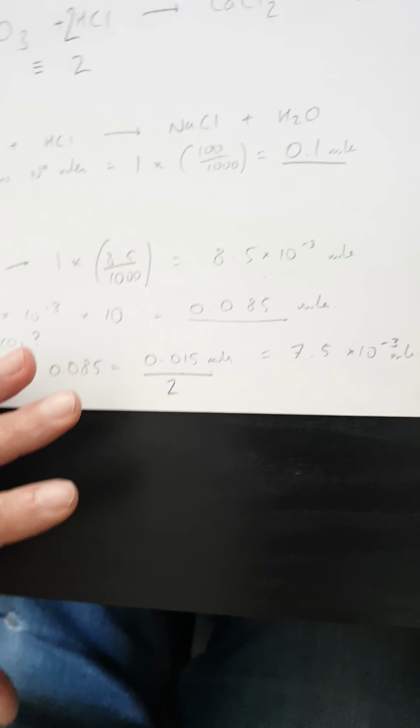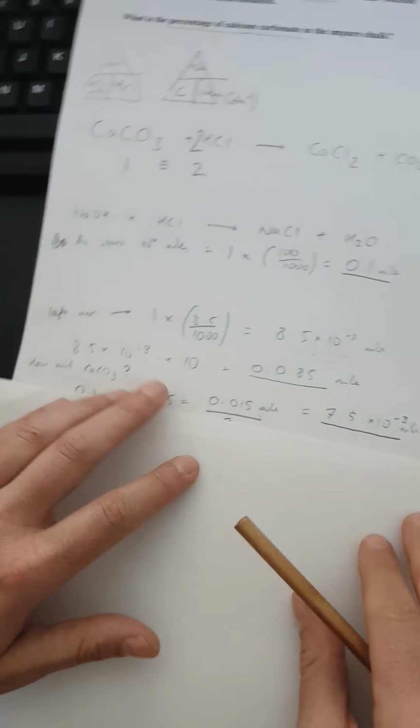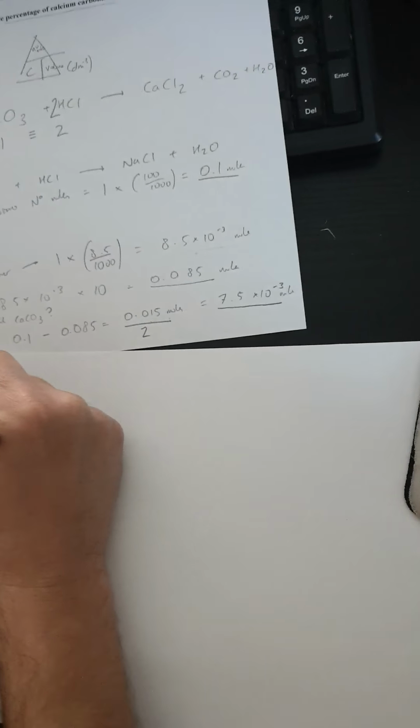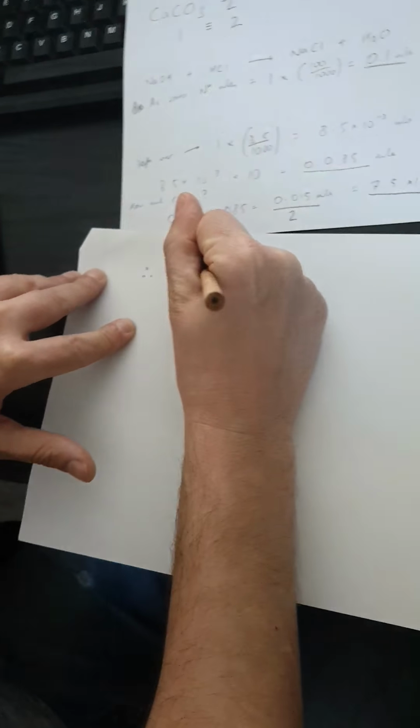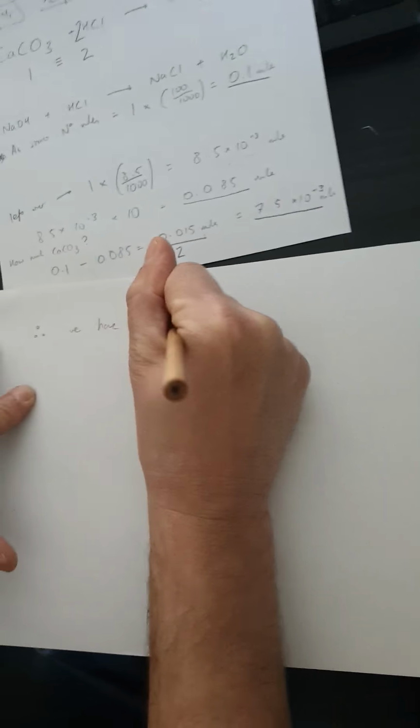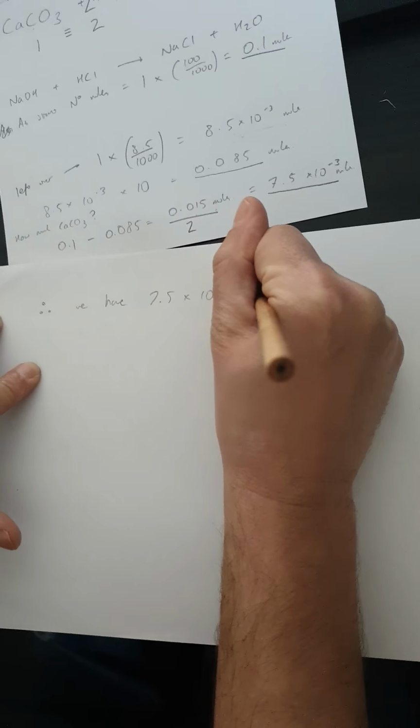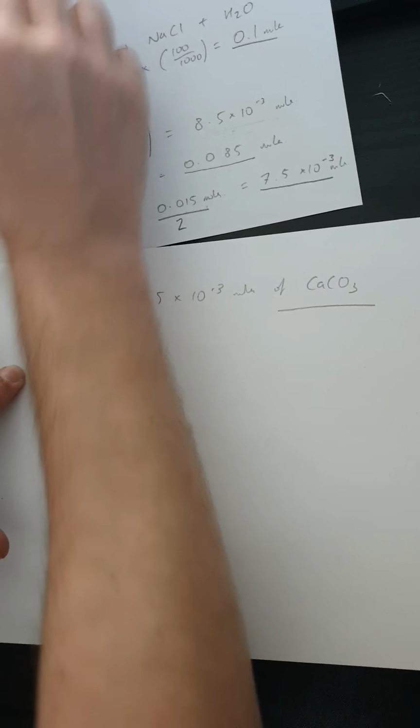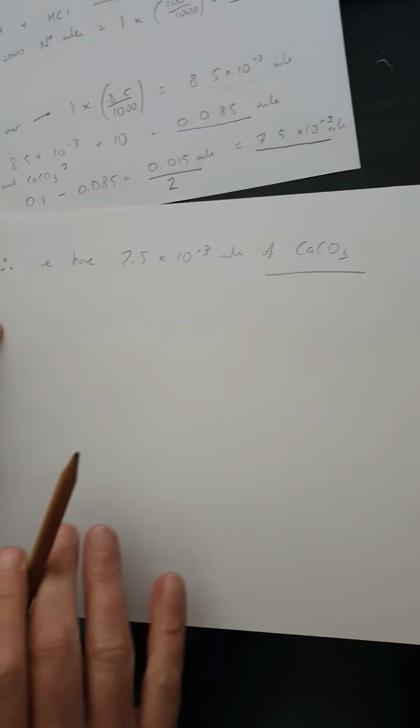As you can see, there's loads of chemistry in this, and this is probably worth about 7 or 8 marks. So it's worth knowing this properly. But this is the first time we've done it, so bear with me, okay? It says 7.5 times 10 to the minus 3 moles. Therefore, we have 7.5 times 10 to the minus 3 moles of CaCO3. It says what percentage of calcium carbonate is present in impure chalk.